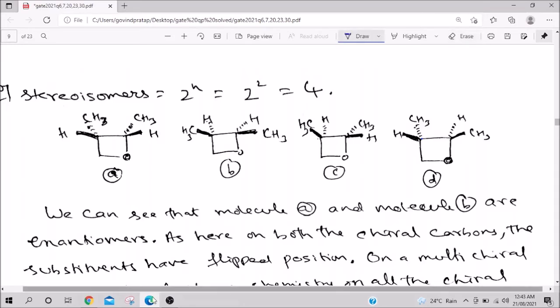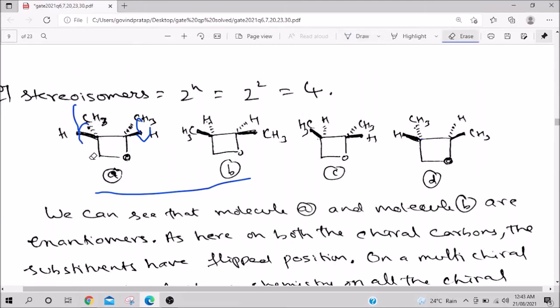Now let us look between A and B molecule. What you have done is you have actually flipped, you broke this bond, you have put hydrogen behind, you have put CH3 front. Similarly, here also you have broken it, behind, it has come front. You have changed stereochemistry at both the chiral centers. So if a molecule has more than one chiral center, and if you change the stereochemistry at all the chiral centers, remember that, then you are getting enantiomer. So what is enantiomer? Enantiomers are stereoisomers which are non-superimposable and are mirror images.